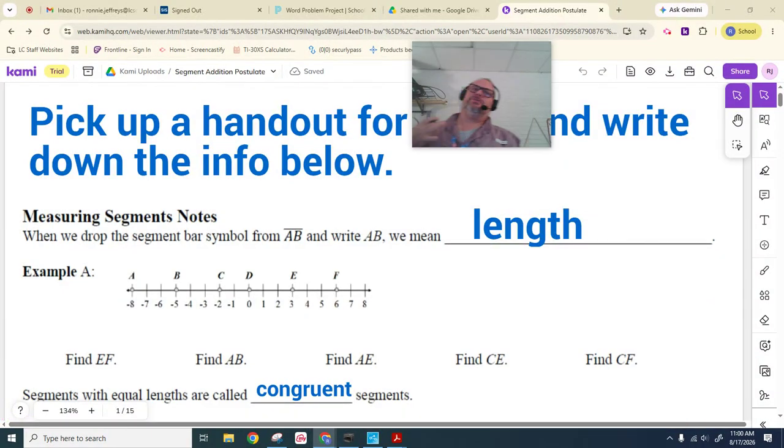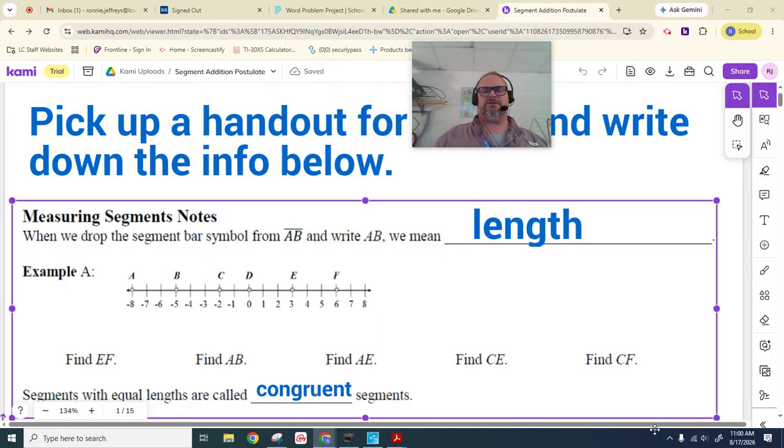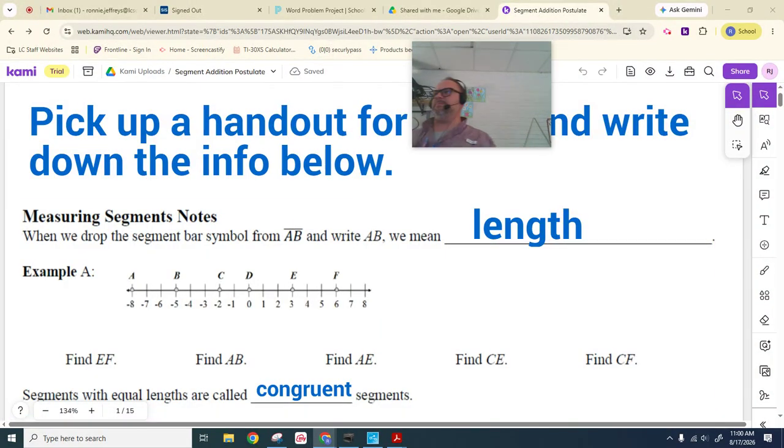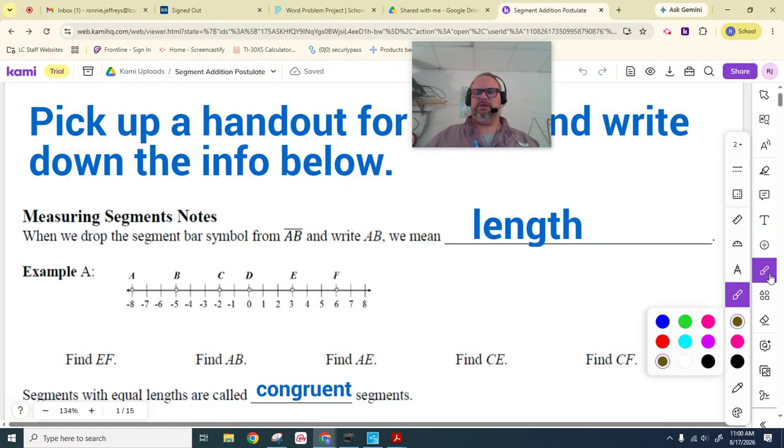All right, so today we're actually starting our real work. Last week was a lot of understanding what basic things are in geometry, so we're going to be using it today. So, measuring segments. When we drop the little line across the letters, we're actually meaning length. All your length should be positive. So if we go like this, we need to find the distance between E to F.